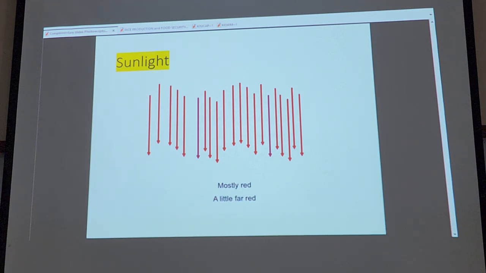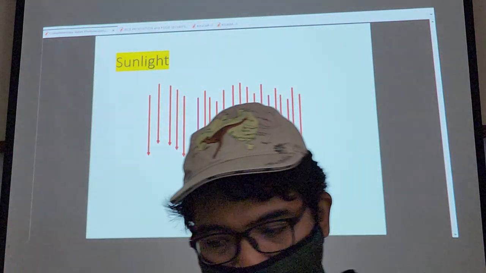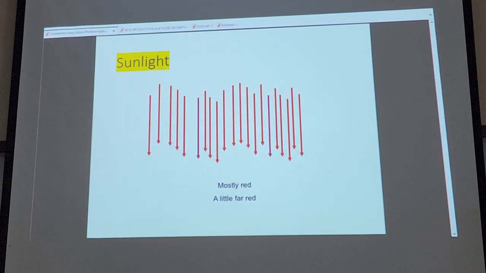Ozone absorbs UV. CO2 and water vapor absorb heat. That's why CO2 is also regarded as a greenhouse gas. Water vapor as well absorbs heat. So whatever you receive on the earth's surface has more red light compared to far red.